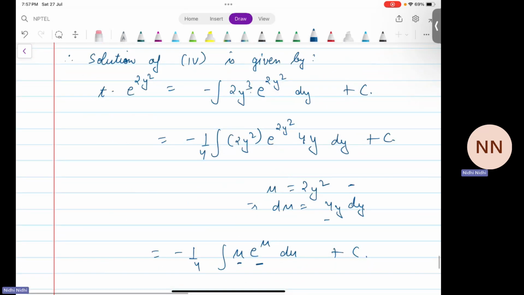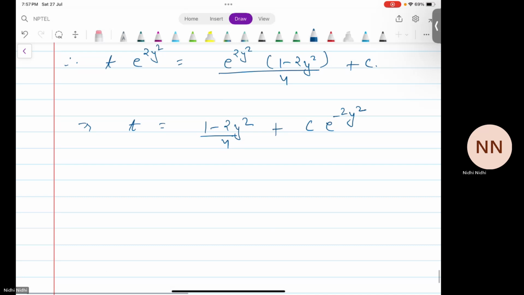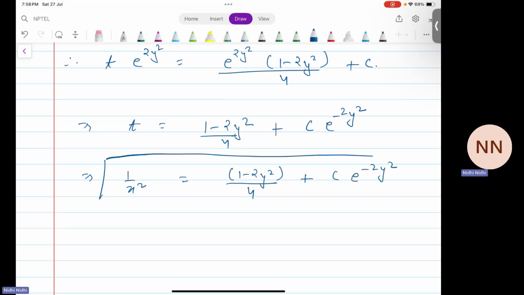So replacing the value of t in the final solution, we get 1 by x square is equal to 1 minus 2y square by 4 plus some constant c times e to the power minus 2y square. So this gives us the solution. I hope the solution was fine and you were able to go through the steps. If you had any doubt in any step, please let me know.